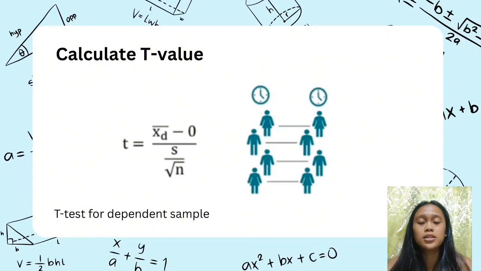Then the last is the dependent sample t-test. It is a t-test for paired data, like before and after results. So you get the average of all the differences, subtract 0, and then divide by the standard deviation over the square root of how many pairs there are.